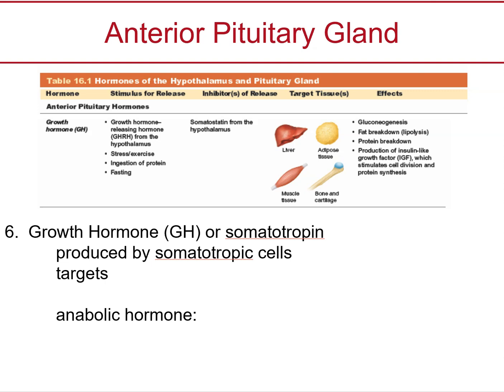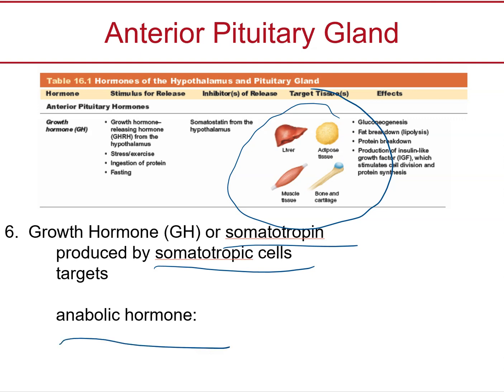And then growth hormone is just what it sounds like. In fact, we've talked about growth hormone a couple times this semester already. So it's called somatotropin. It's made by cells that are called somatotropic cells. So these are the cells inside the anterior pituitary. And it targets, you can see, right, your bones, your cartilage, your muscle, your adipose tissue. It's growth hormone, right? It's anabolic. So it's a tissue building hormone. It's going to do protein synthesis. It's going to build things.